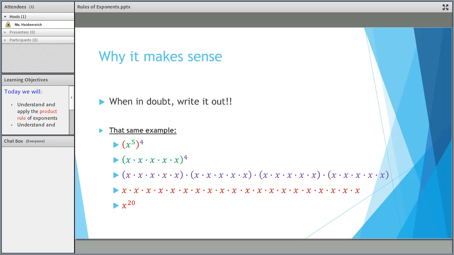Now another example, I have this same example all written out so we can see why it makes sense. So again, in the parentheses, we have x to the 5th, and I've written that out with 5 green x's, and then that's taken to the 4th power. So I have 4 of those. And we don't really need parentheses after that, so I've taken all of the parentheses away, and we have x to the 20th once we count up all of those x's.